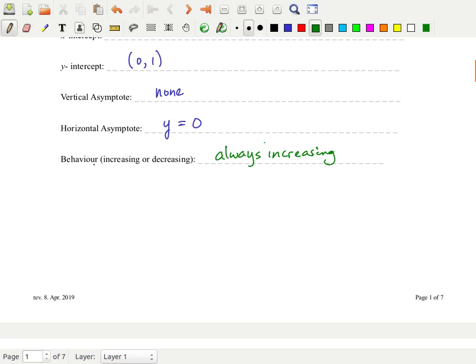Now, if we had something that was sometimes increasing or sometimes decreasing, we would specify when it was increasing and when it was decreasing. But in this case, it's always increasing.